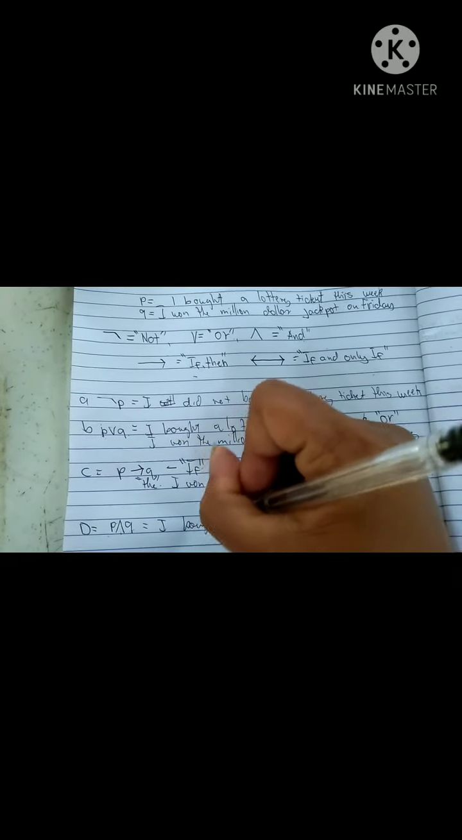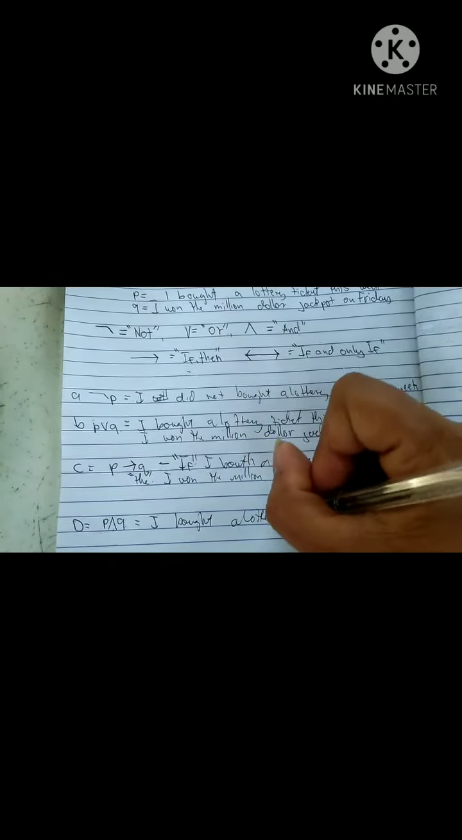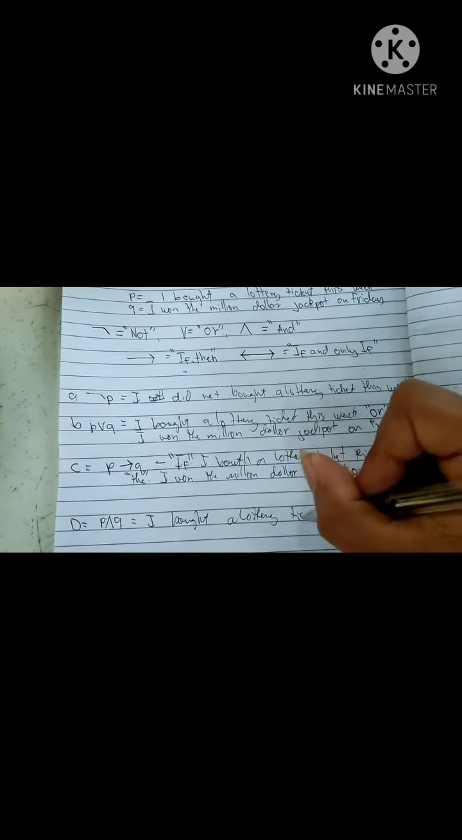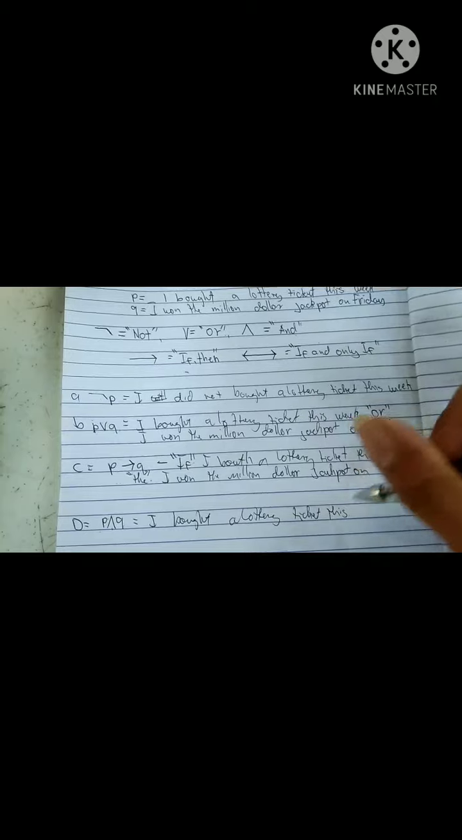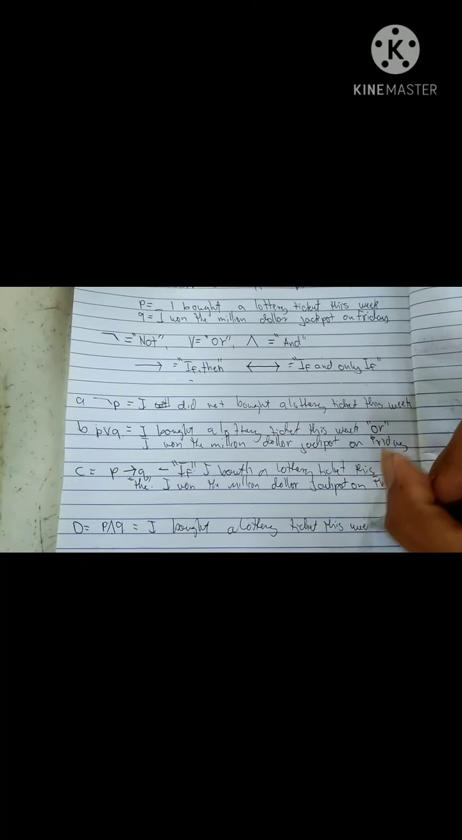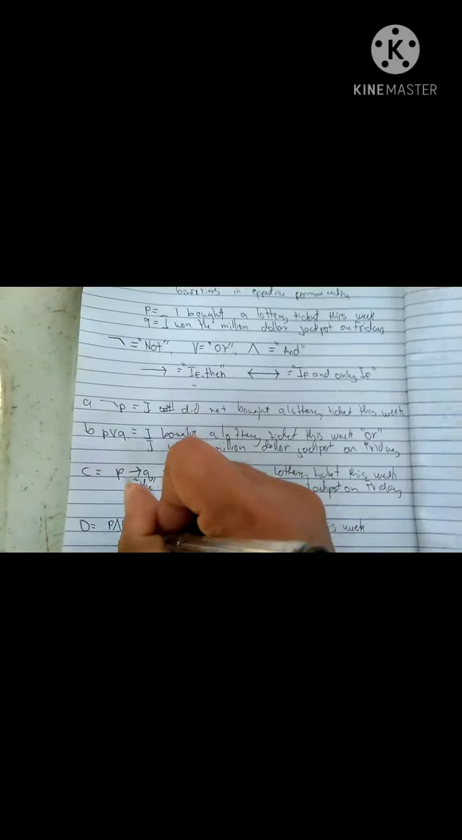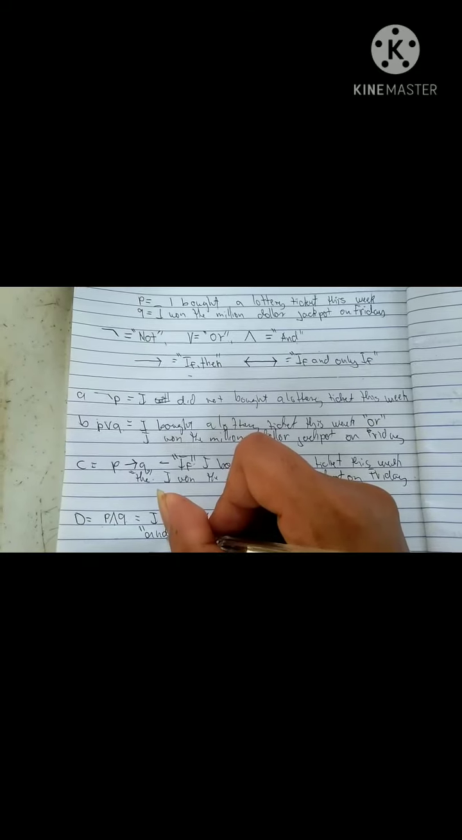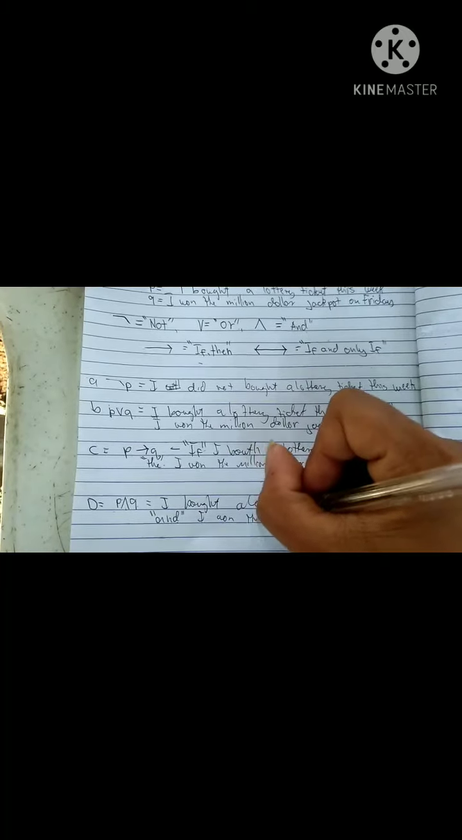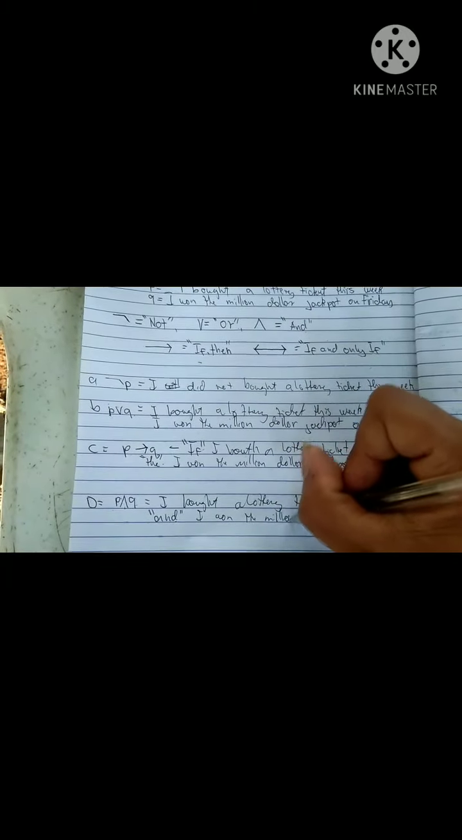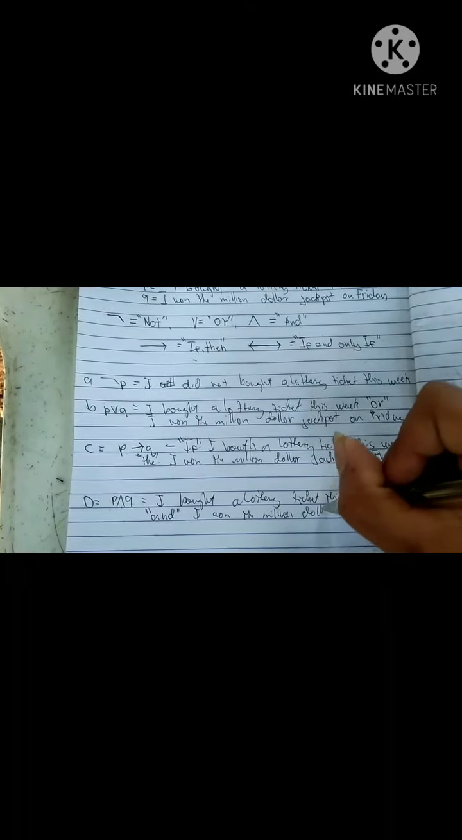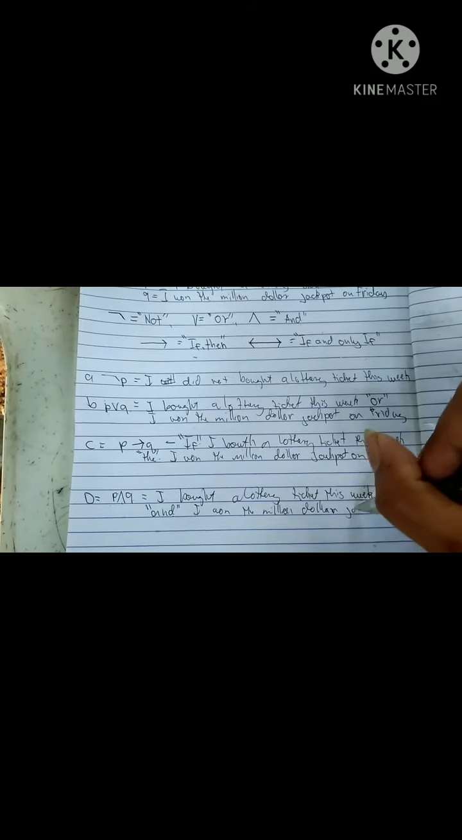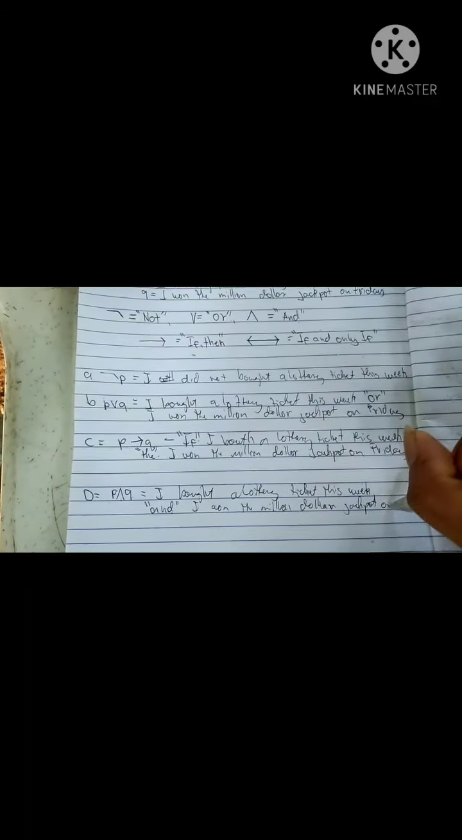I bought a lottery ticket this week, and, the equivalent for conjunction, I won the million dollar jackpot on Friday.